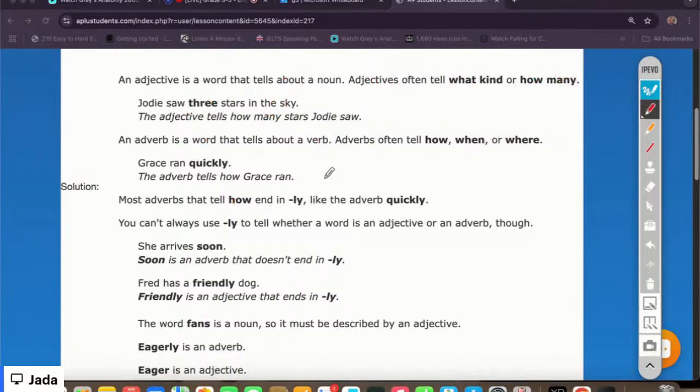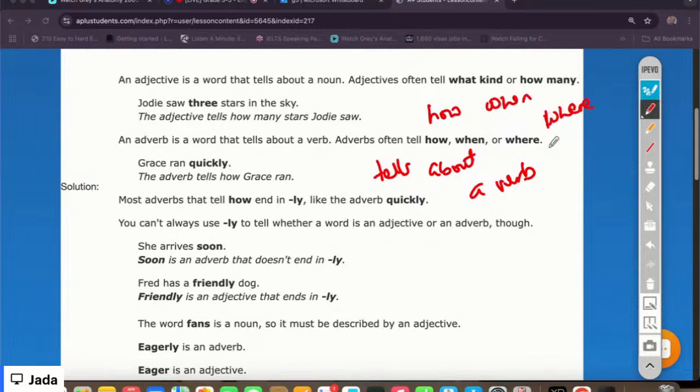All right, so moving on to adverbs. An adverb tells you about a verb. Okay. Adverbs often tell how, when, or where something is happening. So we have: Grace ran quickly. Now the adverb tells how Grace ran. So if you ask the question, how did Grace run? It's going to be she ran quickly. Okay.